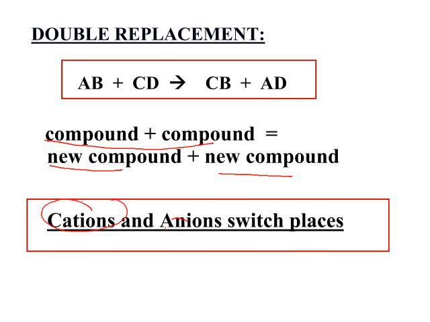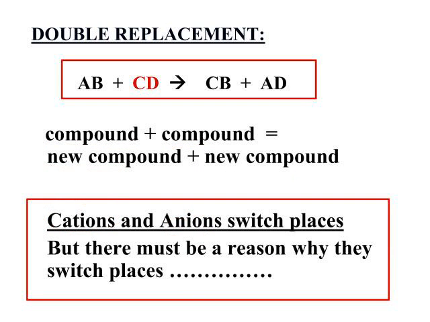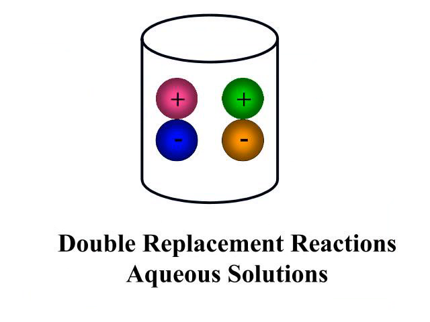Basically, the cations and/or anions switch places. But there has to be a reason for them to switch. You're not going to get a double replacement reaction to occur if these two compounds are stable in and of themselves. So let's look at the formation of a precipitate, which is one driving force for double replacement.